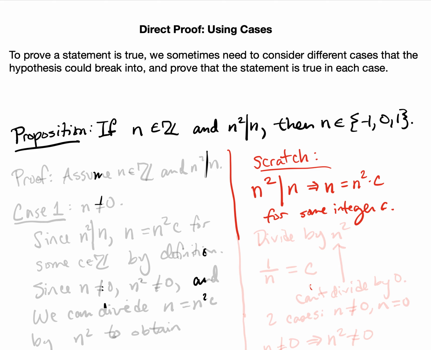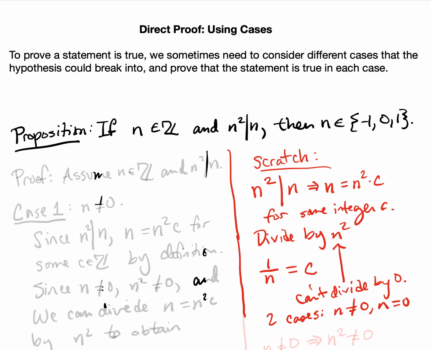So we want to get n isolated. If we wanted to get n by itself or relate it to c, what we could do is divide both sides by n squared. If we did that, then our equation would become 1 over n is equal to c. Okay, that seems useful. Is there any reason we couldn't divide by n squared? Well, we know that we can't divide by 0. So we're actually going to have to treat this as two cases: n not being 0 and n being 0.